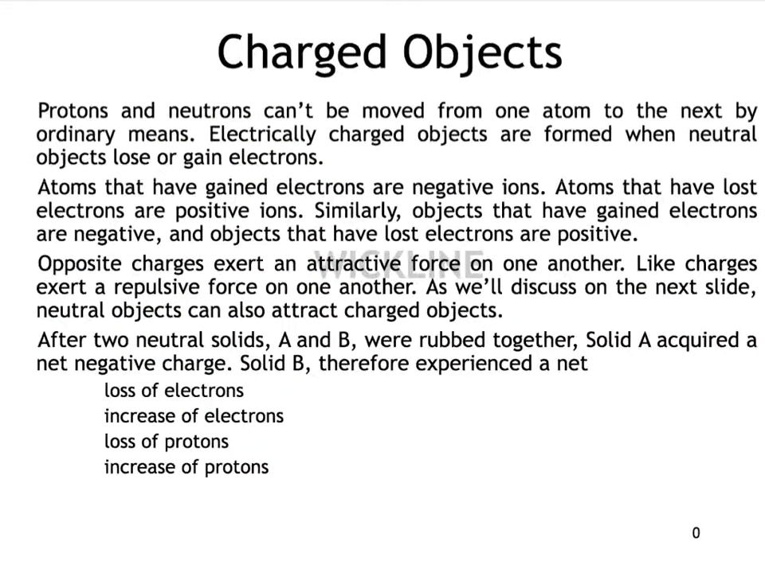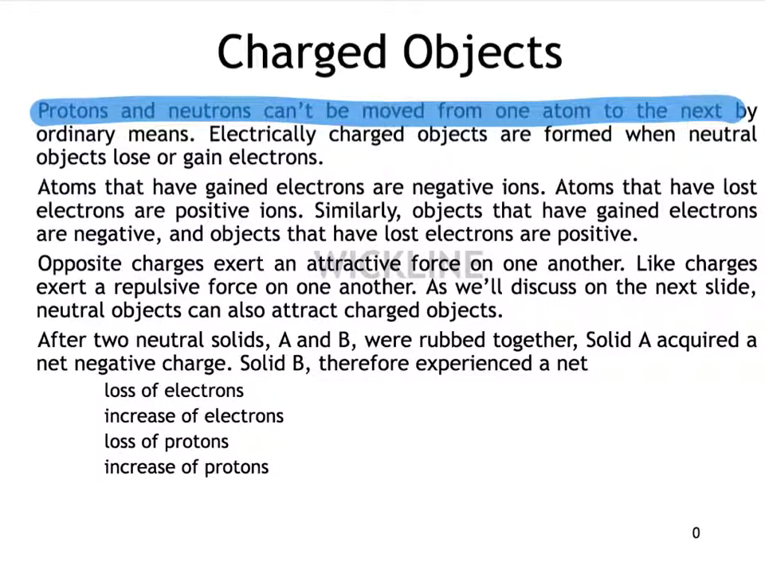All right, so let's talk about charged objects. One thing that you need to know on this slide for sure is that protons and neutrons cannot be moved from one atom to the next, not at least by ordinary means. Now, electrically charged objects can be formed when an object which was previously neutral loses or gains electrons. So what you need to know is that electrons can easily move back and forth, but protons and neutrons cannot.